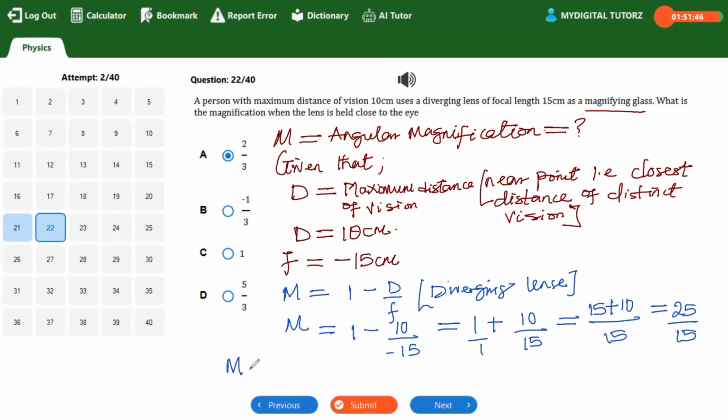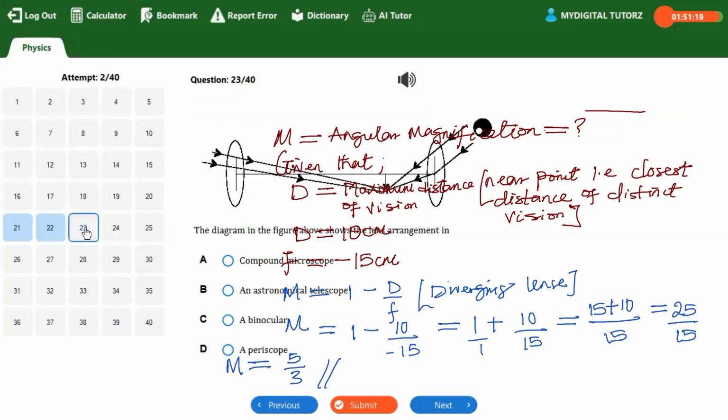Therefore, angular magnification is equal to 5 in 25, that will be 5, and 5 in 15, that will be 3. So the correct answer here is option D, which is 5 all over 3. Are we together? So this is how to tackle this type of question. It is not linear magnification, rather it is angular magnification. So the next question is question 23.